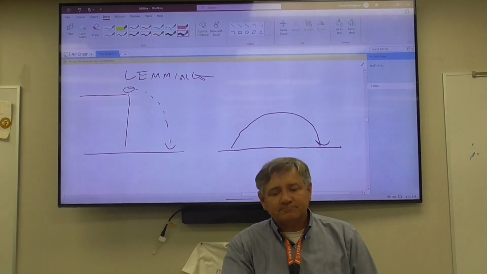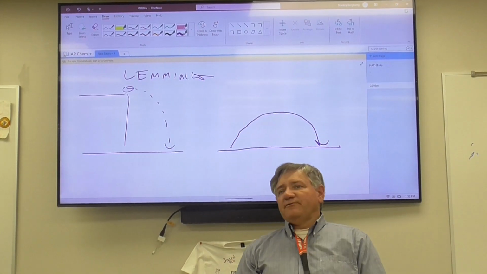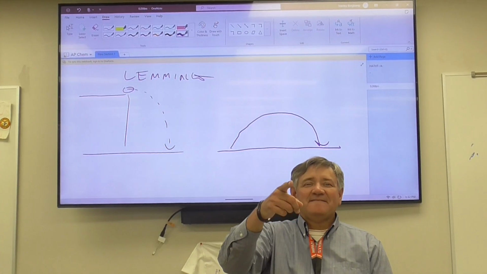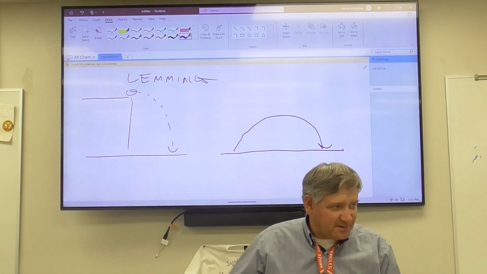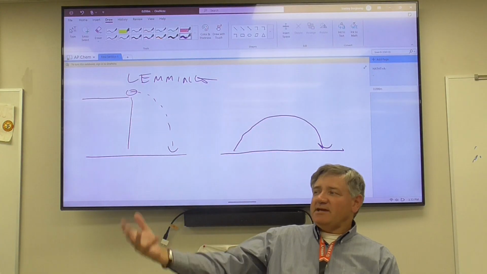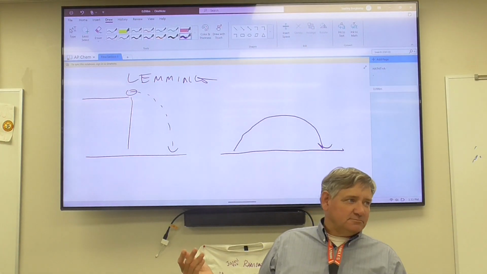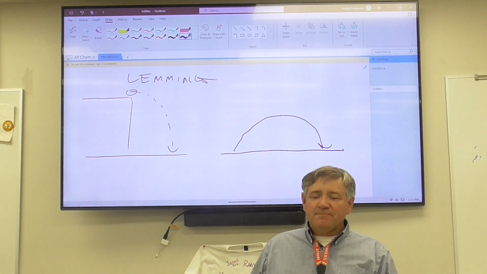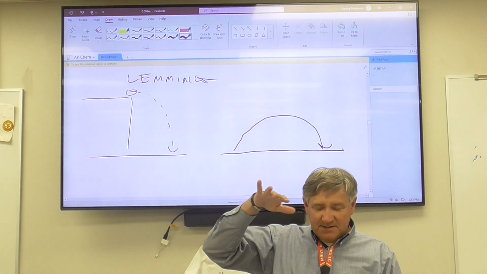Does anybody know what lemmings, according to the legend, are known for? Yes. They follow each other off a cliff. Beautiful, okay? According to the legend, lemmings follow each other off the cliff. So if someone says, hey, don't be a lemming, don't follow the crowd and jump off of a cliff, literally, that's what that means.